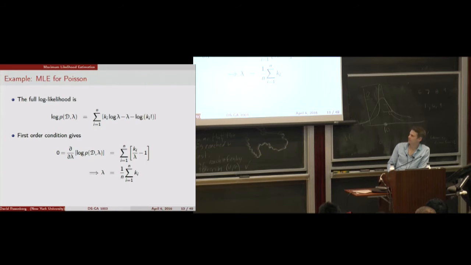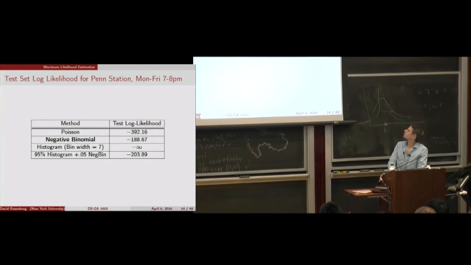So lambda is the average number of counts. Good, because it's the expected value. That makes sense. OK.